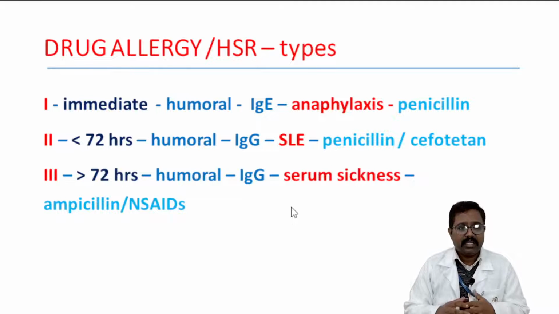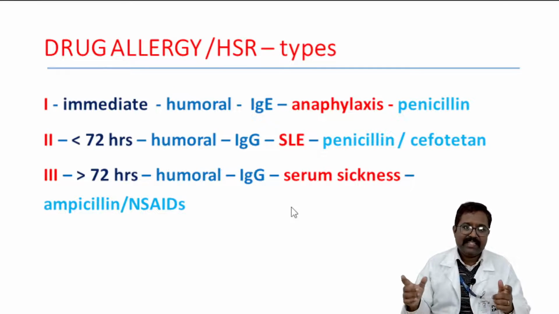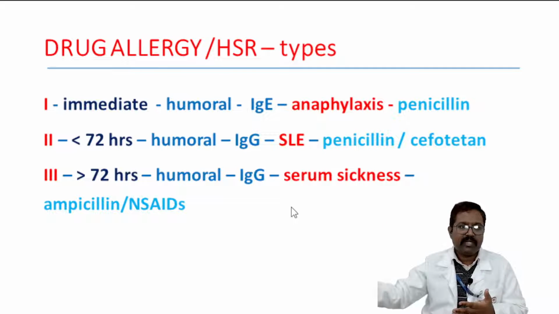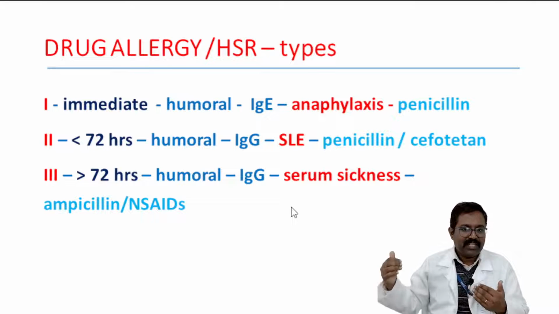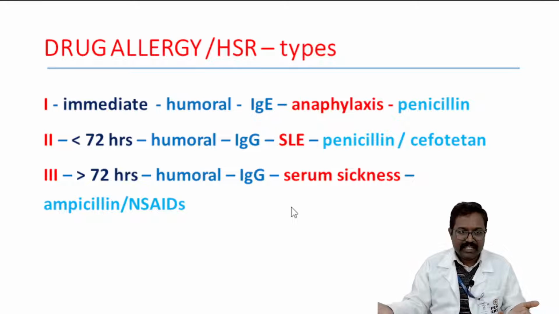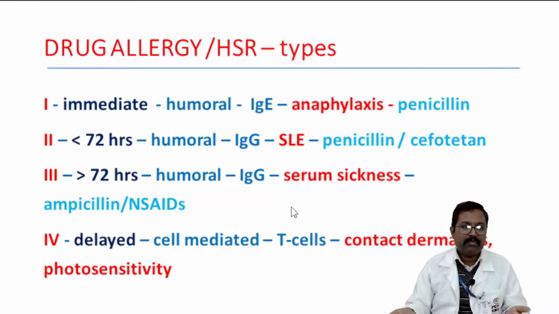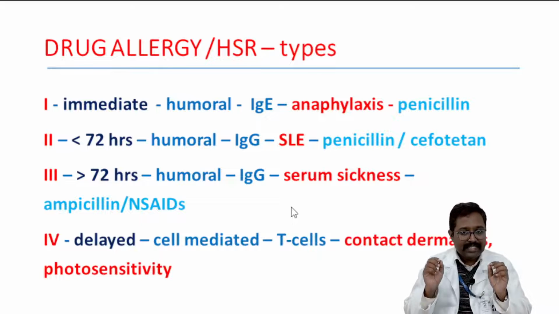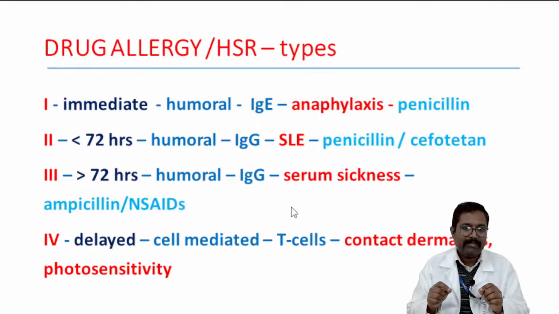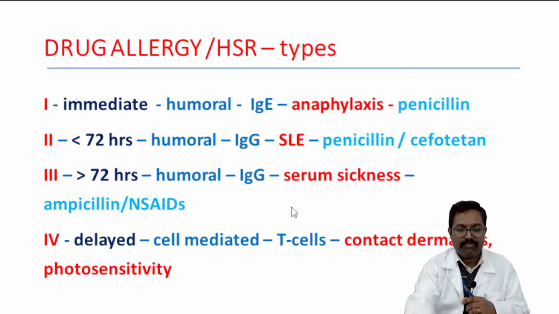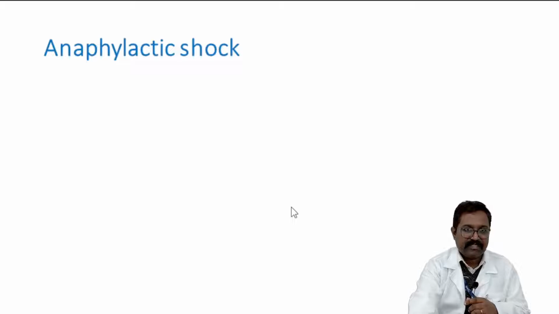Next we have type 3, which is C, that is the complement mediated or immune complex mediated, which occurs after 72 hours, and again this is mediated by IgG. An example is serum sickness, which occurs following administration of ampicillin and non-steroidal anti-inflammatory drugs. And next we have type 4, that is D, the delayed type of response. Type 4 is only cell mediated. Others are mediated by humoral. Examples are contact dermatitis and photosensitivity reactions.